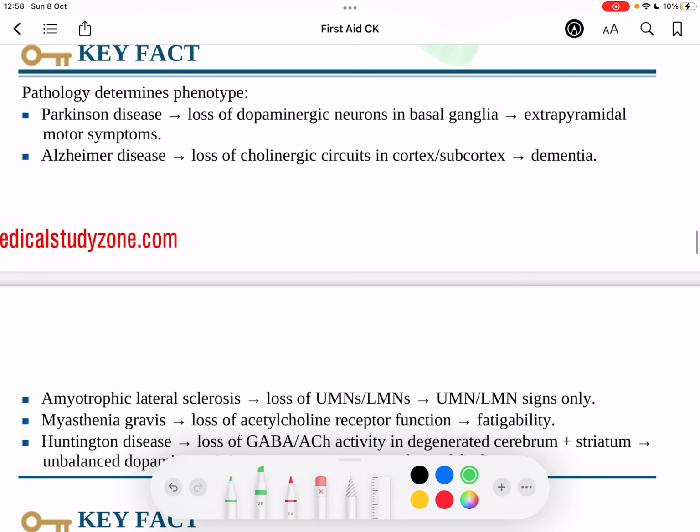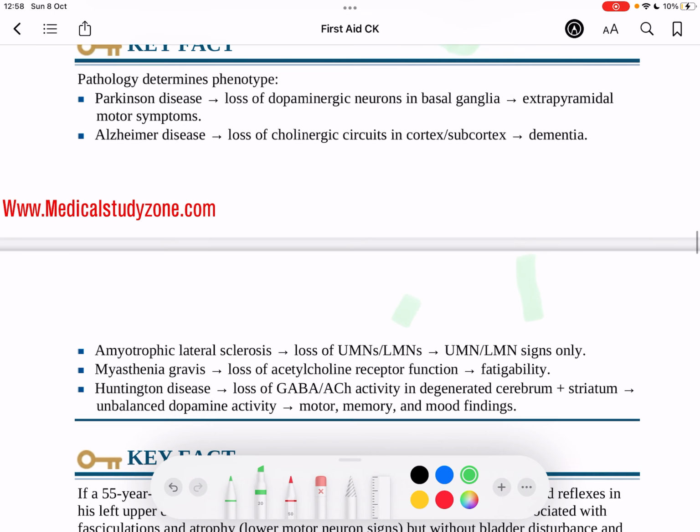And then just some key facts as well. The pathology that happens in things like neurodegeneration will determine the phenotype. So in Parkinson's disease, we have a loss of the dopaminergic neurons in the basal ganglia. Because they're in the basal ganglia, we're going to be getting movement symptoms, such as our extrapyramidal motor symptoms, tremor, akinesia, bradykinesia, etc. In Alzheimer's disease, we lose mainly cholinergic neurons in the cortex and the subcortex, and that is what causes dementia.